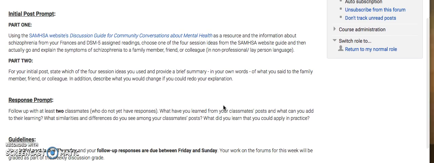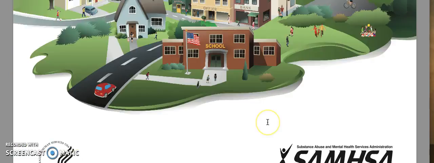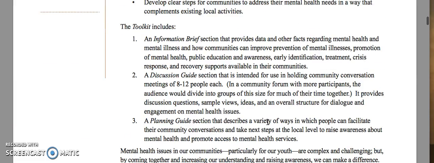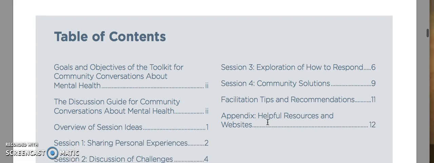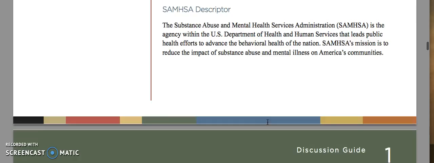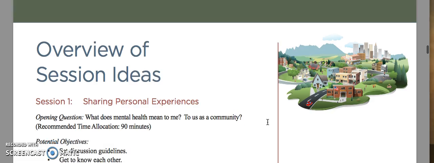Part 2, for your initial post, state which of the 4 session ideas you used and provide a brief summary in your own words of what you said to the family member, friend, or colleague. In addition, describe what you would change if you could redo your explanation. So ultimately, you're choosing one of the 4 session ideas. Sorry, I'm just trying to get through here to show you where they are. Okay, so overview of session ideas is on page 1.